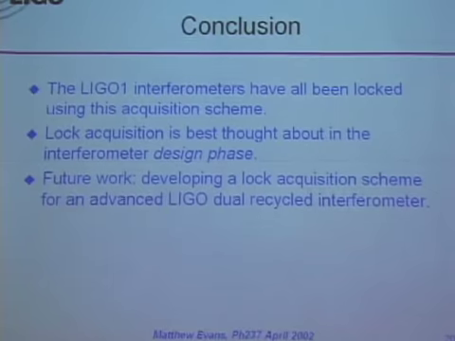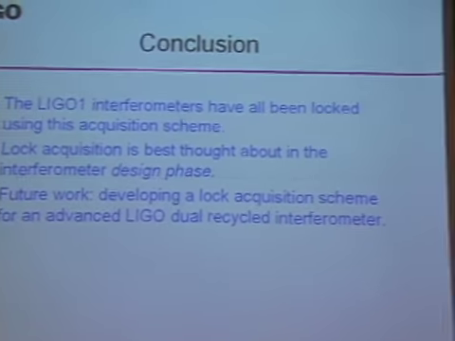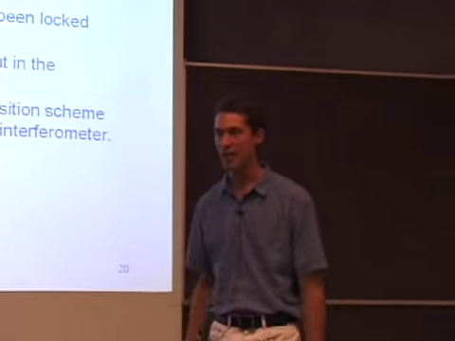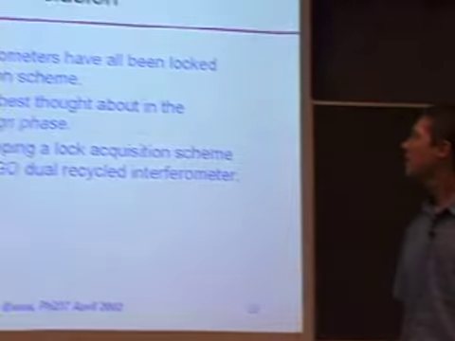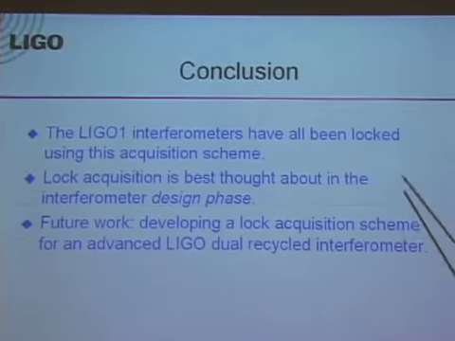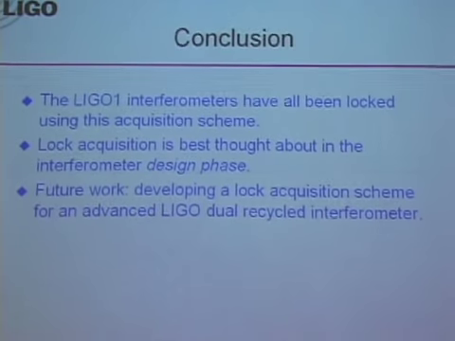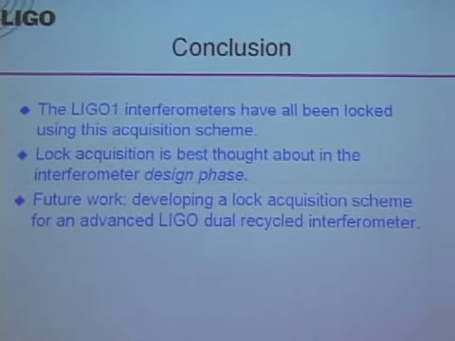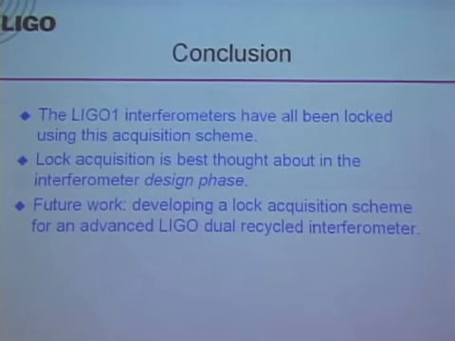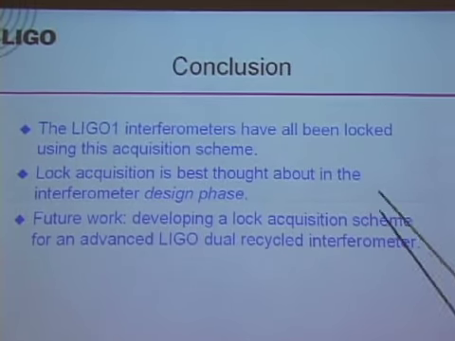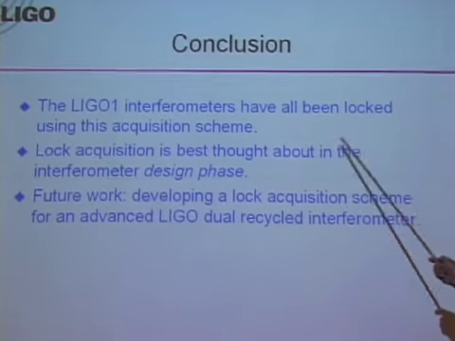Okay, so conclusions. We have managed to lock all of the LIGO interferometers at this point using this lock acquisition scheme. It was really a big step once we got the 2K interferometer going. From there, it was just a matter of repeating the same thing at other sites. Some of that was hard because the environment's a little different, but for the most part, locking one is locking them all. At this point, they're all working.